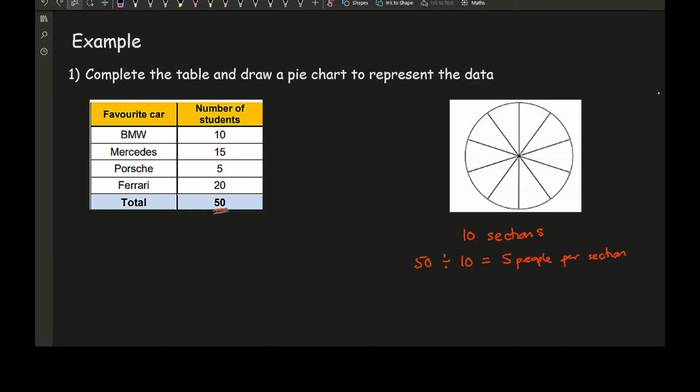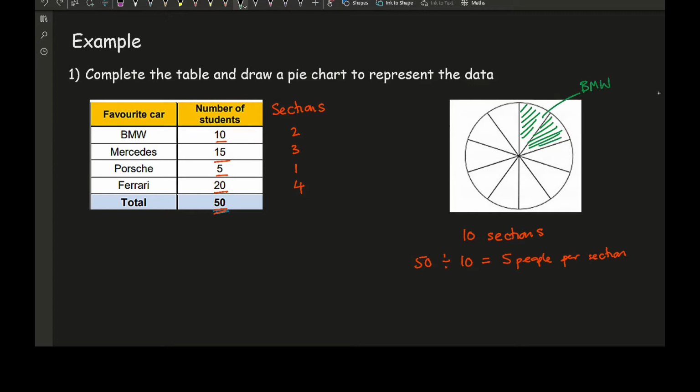So to work out how many sections there are for each of these manufacturers of cars, I'm looking at how many 5s go into 10, well that's going to be 2, how many 5s go into 15, that's going to be 3, how many 5s go into 5, that's going to be 1, and how many 5s go into 20, and that's going to be 4. So from this, rather than working with the angles, I'm now looking at the sections. So BMW is going to be 2 sections, so I can just highlight 2 sections and label that BMW.